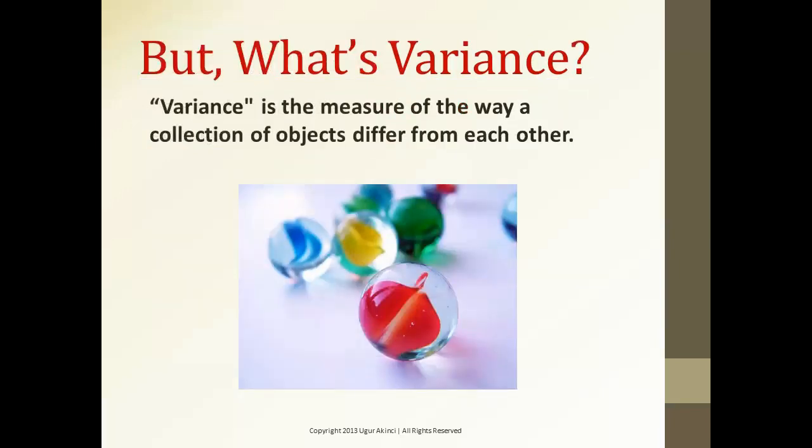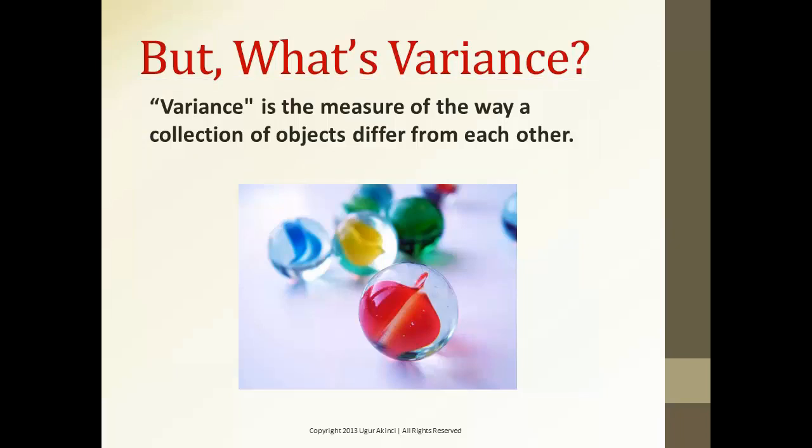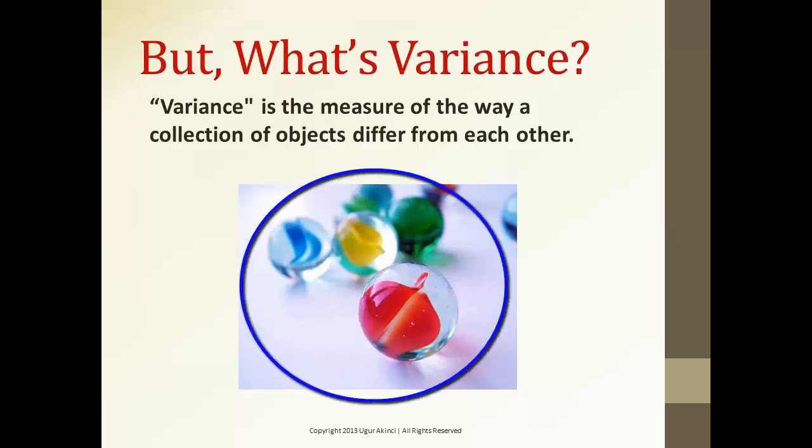But what's variance? Variance is the measure of the way a collection of objects differ from each other. Let's say we have 10 marbles. If they are identical, their variance is 0. But if they differ from each other in size, color, etc., then it means they have a lot of variance.